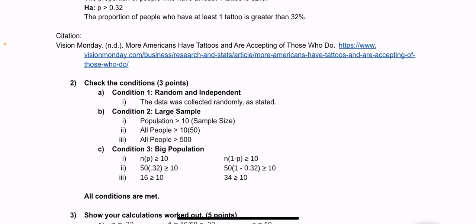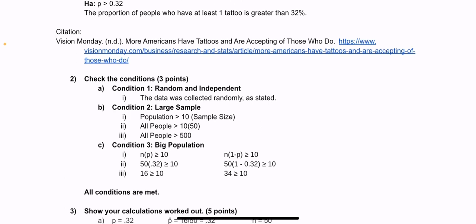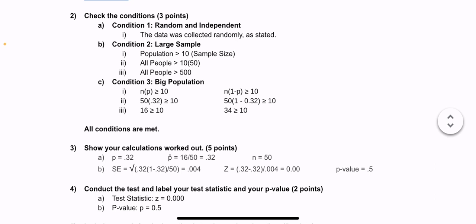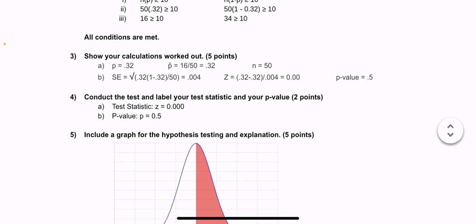So for the conditions, our first one is random and independent, in which our data is collected randomly as stated above. Second is large sample, in which the population has to be greater than 10 times the sample size, in which all people is greater than 500 people. Condition number 3 is the big population, in which n times p has to be greater than or equal to 10, and n times 1 minus p also has to be greater than or equal to 10. We get 16 is greater than or equal to 10, and 34 is greater than or equal to 10. This means that all of our conditions are met.